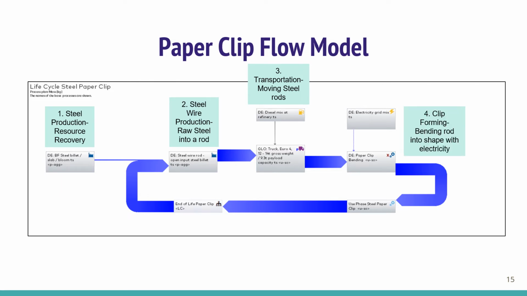There would also be clip forming, so bending the rod into shape with electricity, and the electricity would also be another input into this process. The fifth process would be the use phase, and then there would be end of life cycle. As we can see, the blue arrow is going back up into the steel wire production. So the seventh process would be recycling, so steel goes back into production, which can be done with this because steel is recyclable. If we had an object of non-recyclable material, it would then end on the end of life cycle.